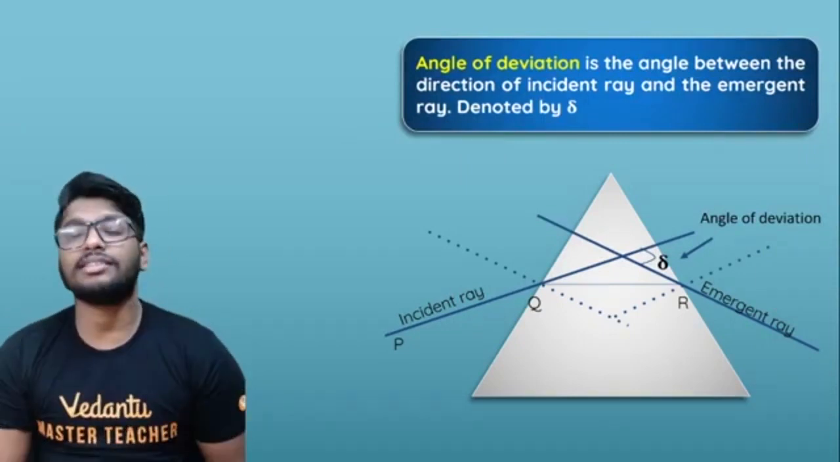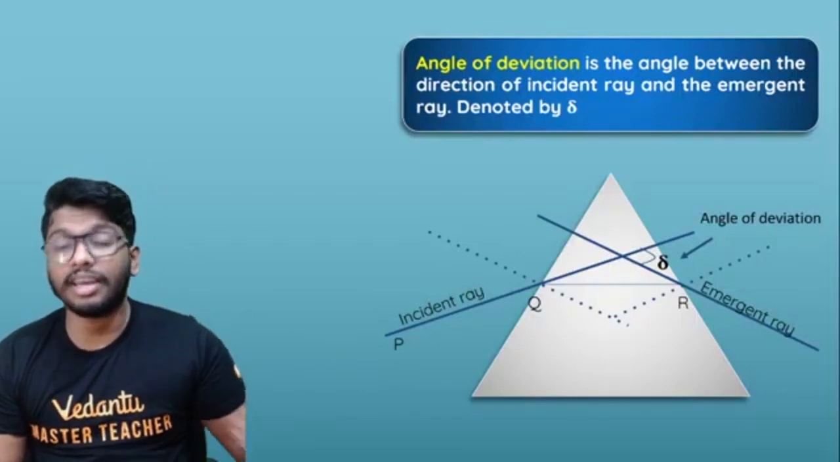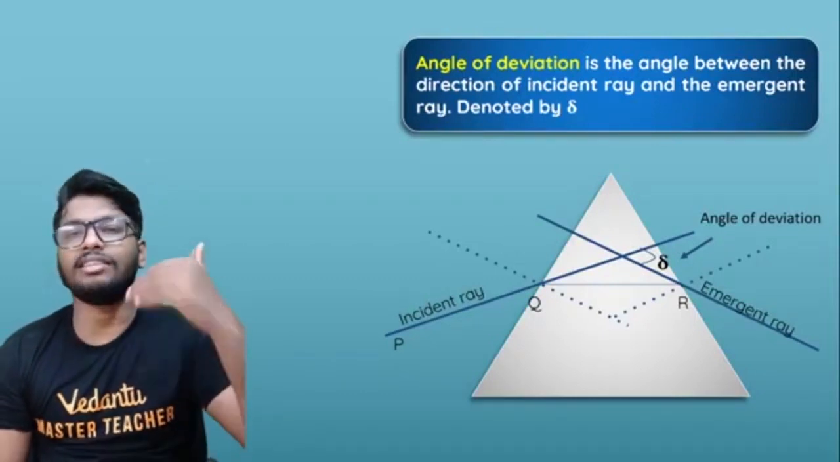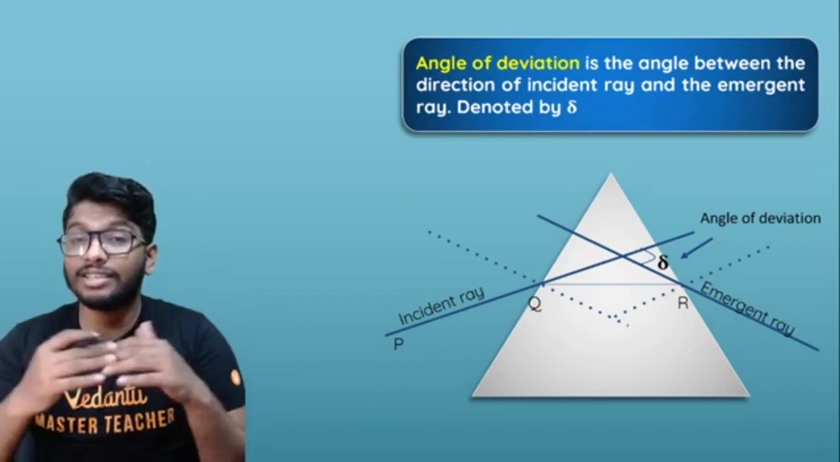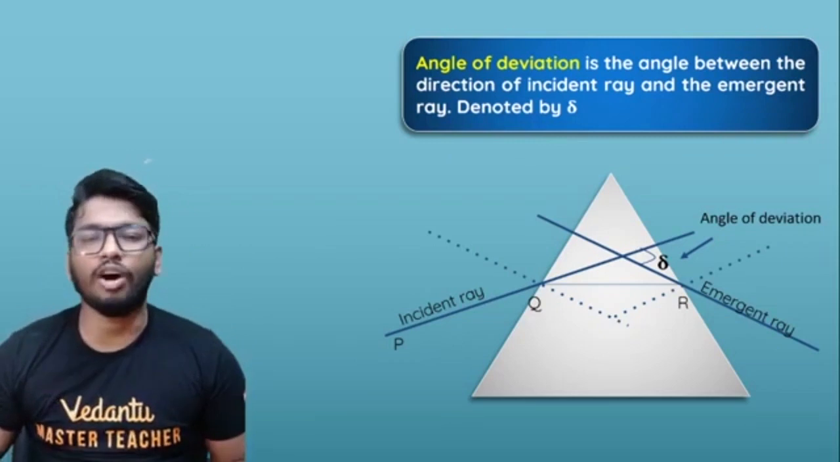Like I told you, there's an angle formed between the incident ray and the emergent ray. This is called the angle of deviation, and the way it's denoted is by the letter delta. So delta is nothing but the angle of deviation.